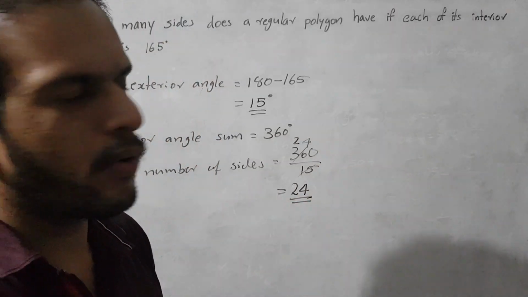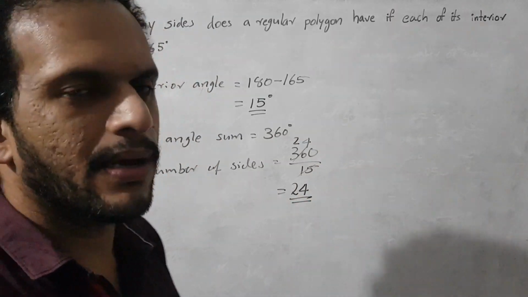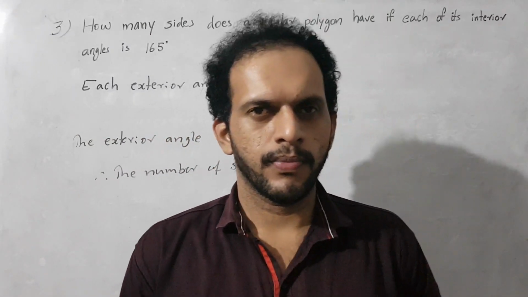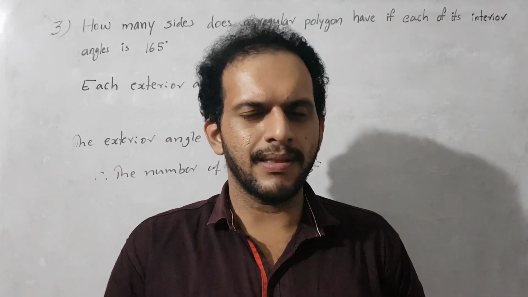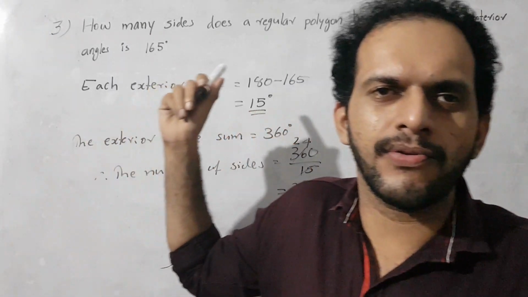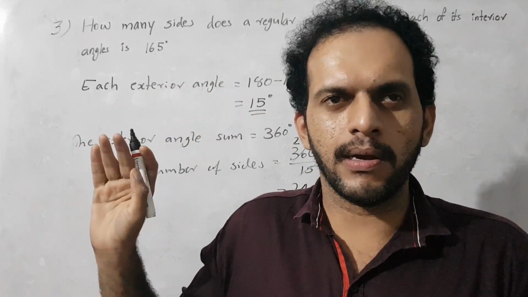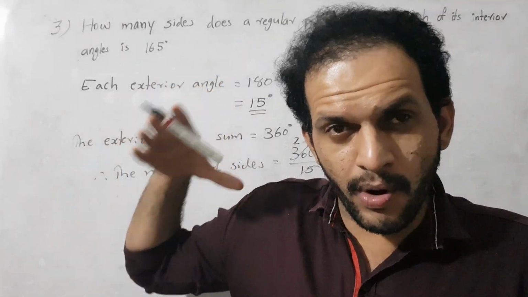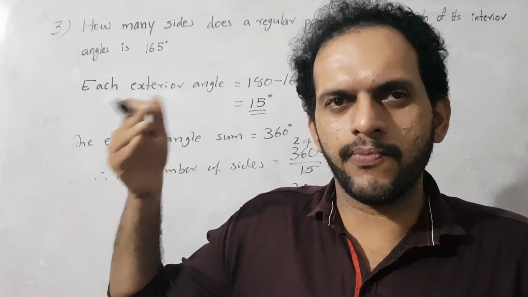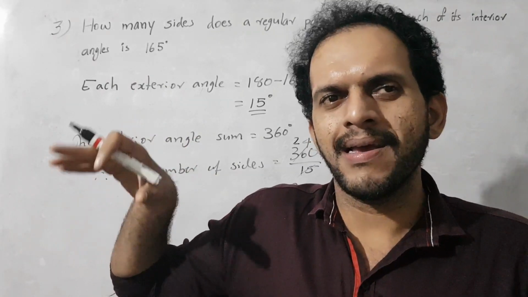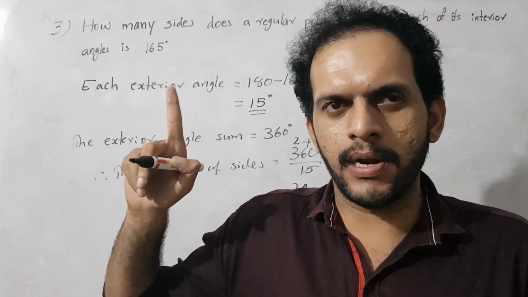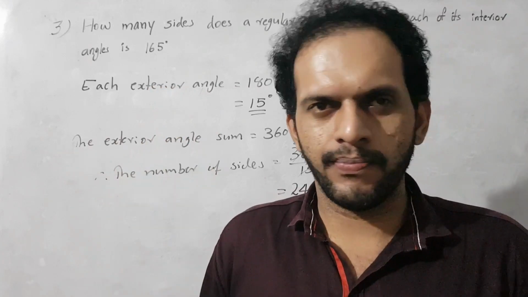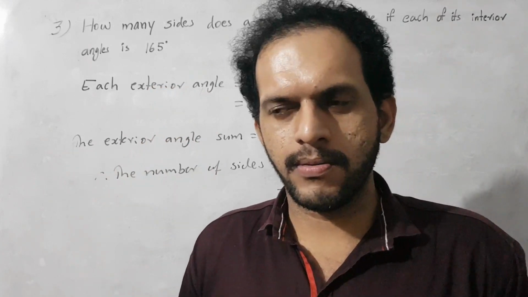The number of sides is equal to 24. Then what is the number of sides of the polygon? The number of sides of the polygon is equal to 24. I think you got it. The only difference here is that the exterior angle is not given, the interior angle is given. If we are given the interior angle in the question, what do we do first? We need to find the exterior angle, one exterior angle or each exterior angle. Clear? That's the only difference.